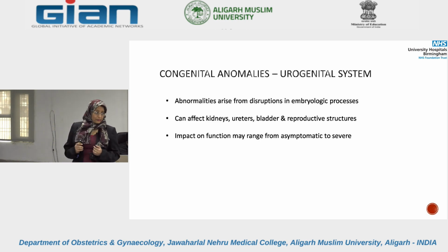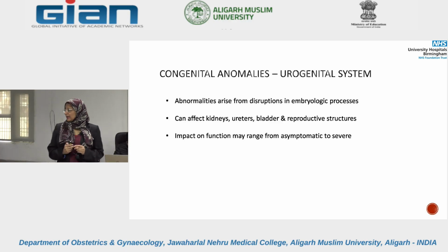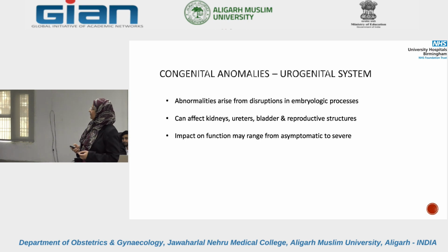These congenital anomalies can affect kidneys, ureters, bladder, and reproductive structures. And the impact on function may range from asymptomatic to severe to life-threatening. So many of us don't even know we may have only one kidney if we never had any imaging. Many of these things we will never know unless there is a problem and we get some imaging, and then we know, oh, we have only one ovary, still managed to get 4 children. Not bad. So sometimes it doesn't affect the normal function, but sometimes it can be serious.